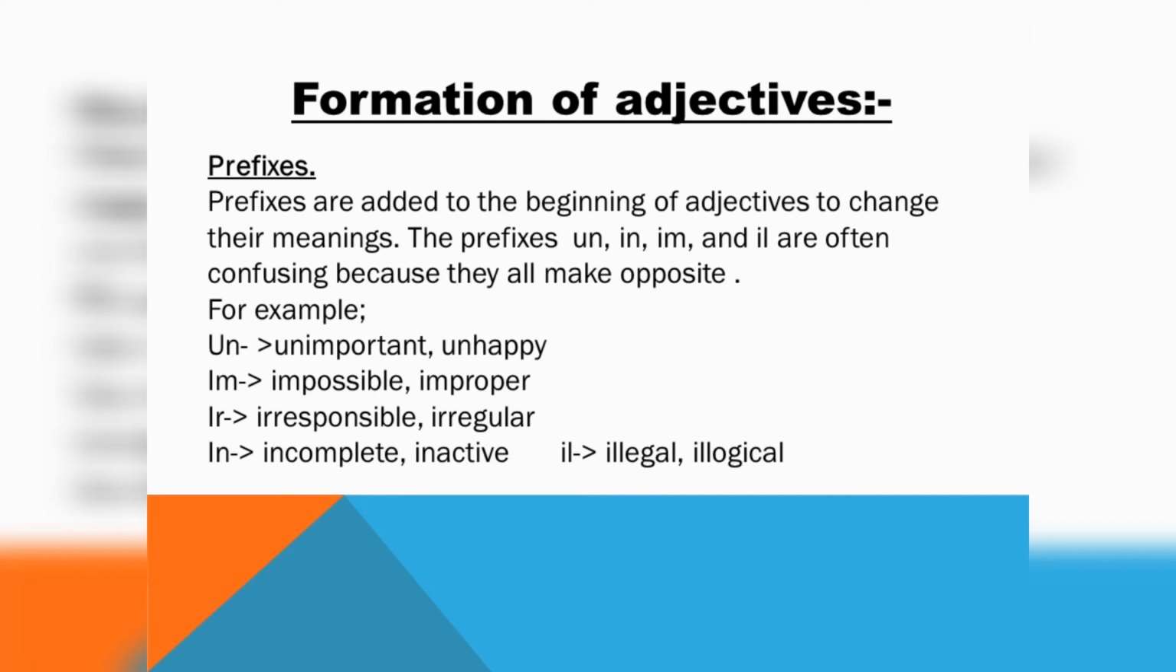For example, by using un, we can form adjectives that are unimportant, unhappy. Using im, impossible, improper. Using ir, irresponsible, irregular. Using in, incomplete, inactive. Using il, illegal or illogical.